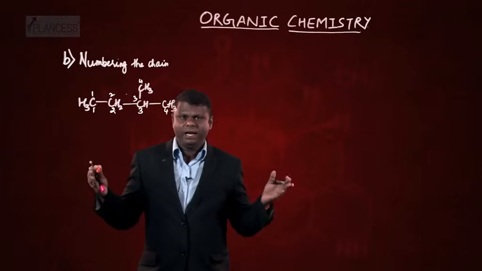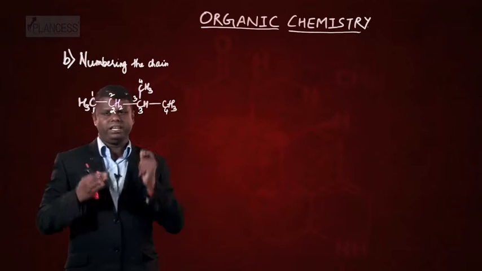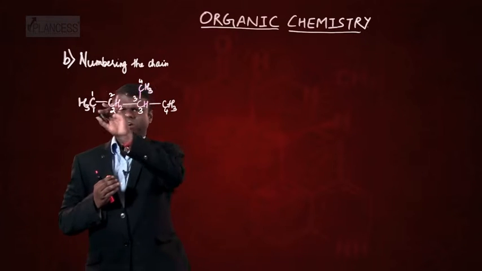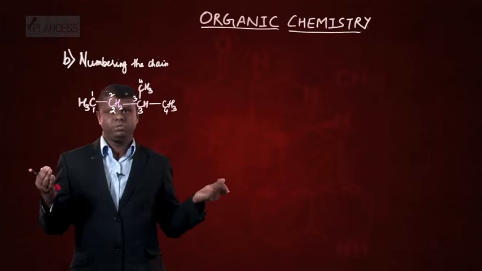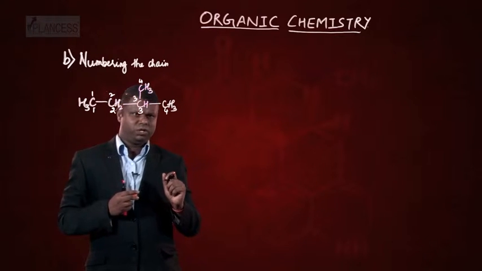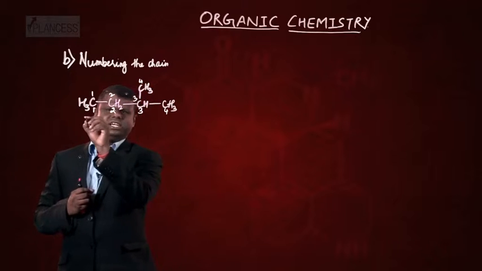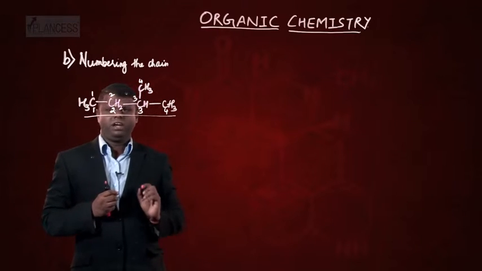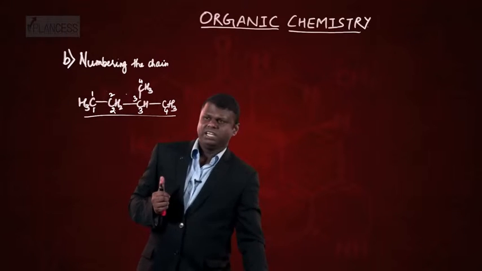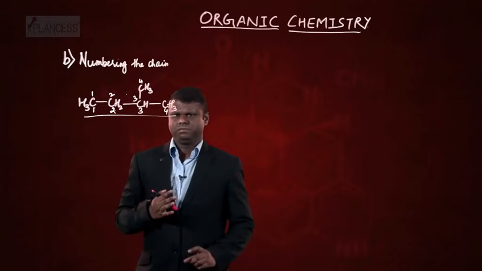So it's entirely up to you which chain you take, because whether you take the horizontal chain or this chain, it's going to give you the same name. So the number of carbon atoms is equal to 4. So this is the parent chain. Now the most important aspect of naming is to start numbering this chain.